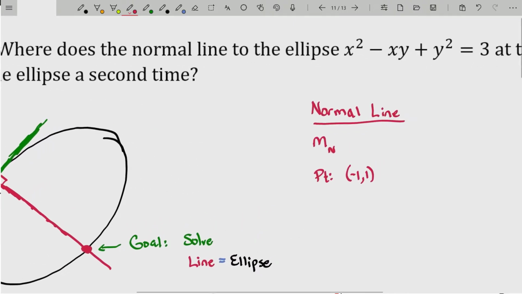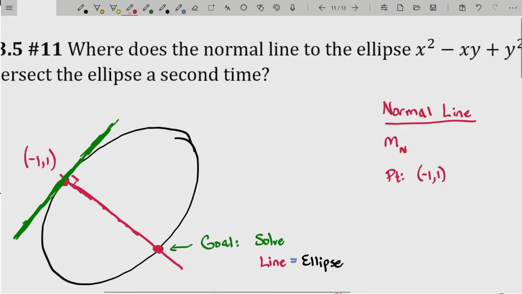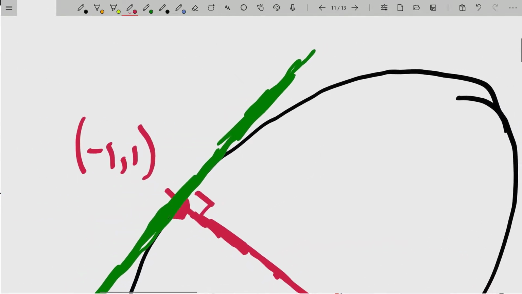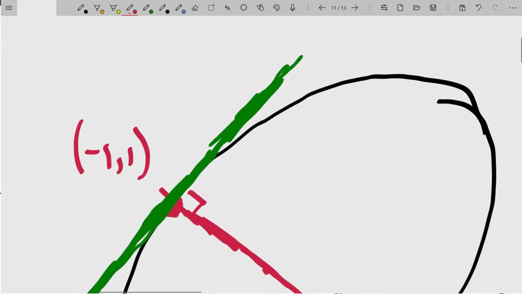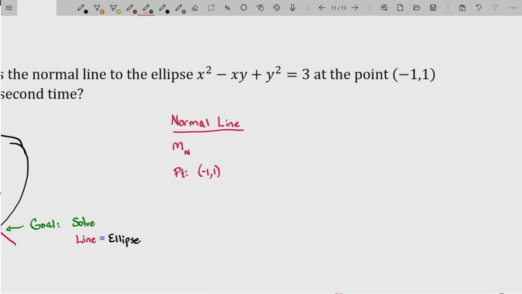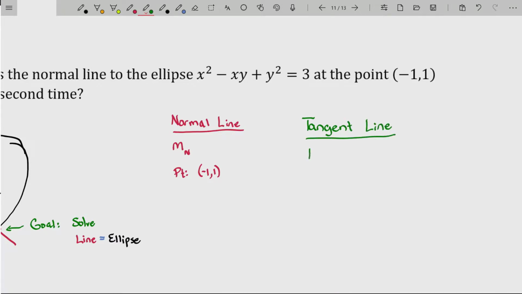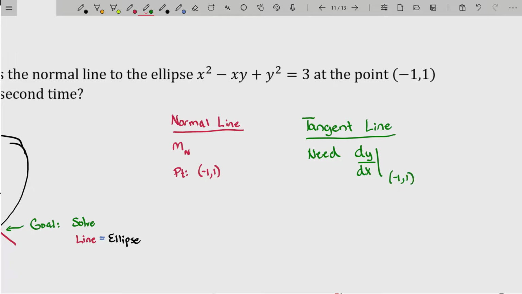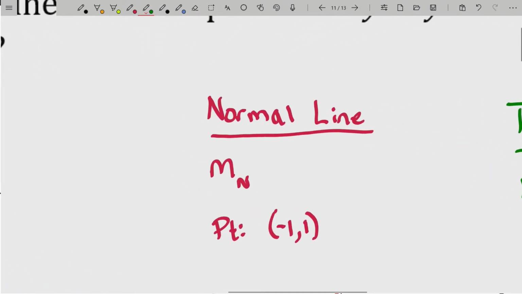But we don't have a slope. So how do you find the slope of the normal line? Well, you need to find the slope of the tangent line at that very same point and take its opposite reciprocal. So that means I have another step in my process here. I'll go to tangent line, and we'll need the slope of the tangent line at -1, 1, because the slope of the normal line is going to equal the opposite of the reciprocal of the tangent slope.